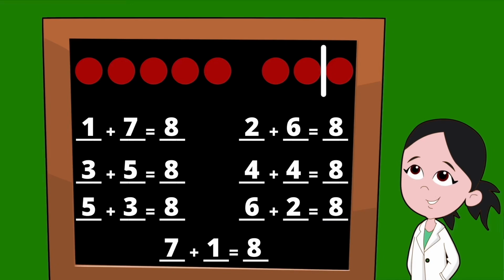There you have it, all of our partners for the number 8. Let's do a quick review. We have 1 and 7, 2 and 6, 3 and 5, 4 and 4, 5 and 3, 6 and 2, and finally 7 and 1. There you have it, all the partners for the number 8.